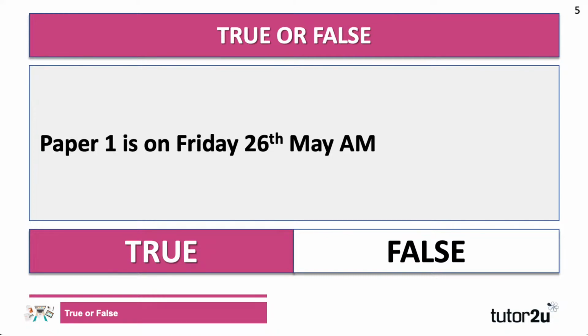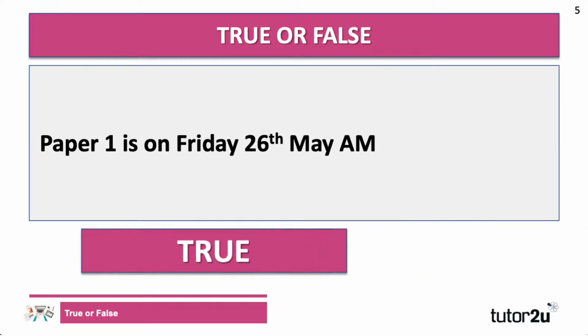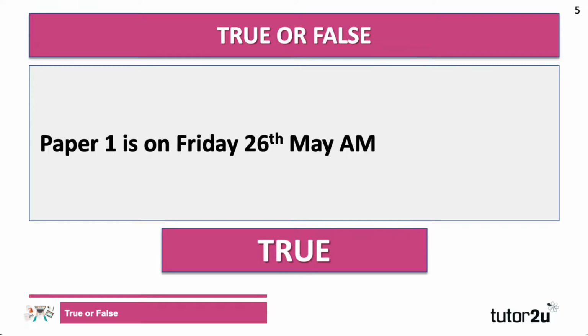Okay, next, true or false, and I think this is the last one. Paper 1 is on Friday the 26th of May in the morning. Is this true or false? This is an important one to know. Okay, let's get the answers up. Well done if you thought true. Paper 1 is in fact on Friday the 20th of May in the morning. If you didn't know that, it's definitely a date to write in your diary, maybe with a couple of reminders, if you weren't sure. That's a really important question to know the answer to.